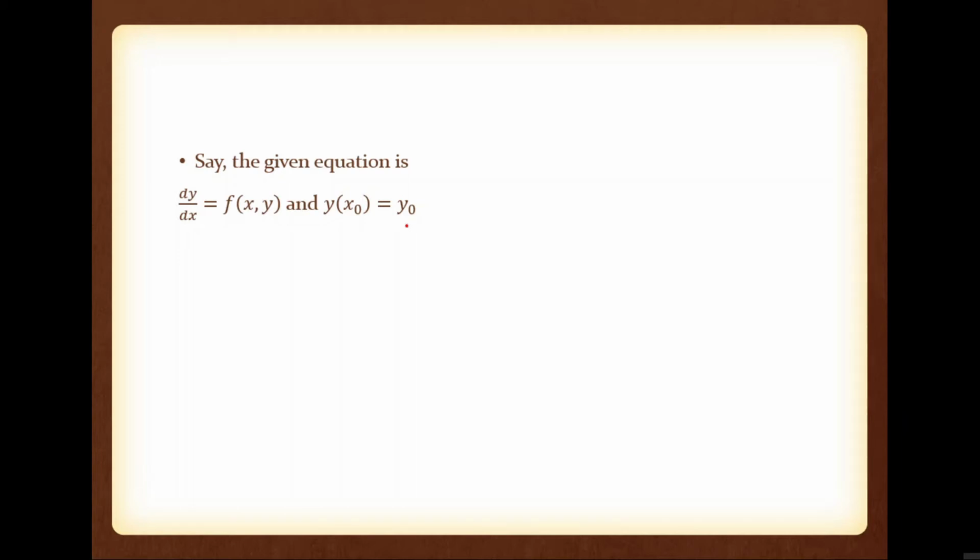Okay, so now we are going to modify this equation as dy is equal to f of x comma y into dx. Please note, the given first order ordinary differential equation dy by dx equal to f of x comma y is modified as dy is equal to f of x comma y into dx. Now integrate this function. We have to integrate dy with respect to y and dx with respect to x.